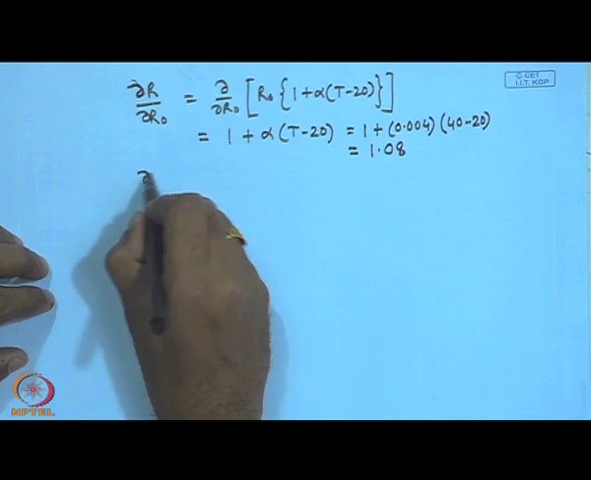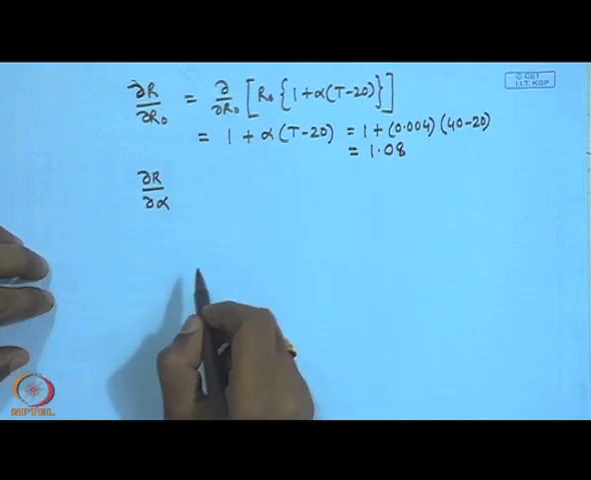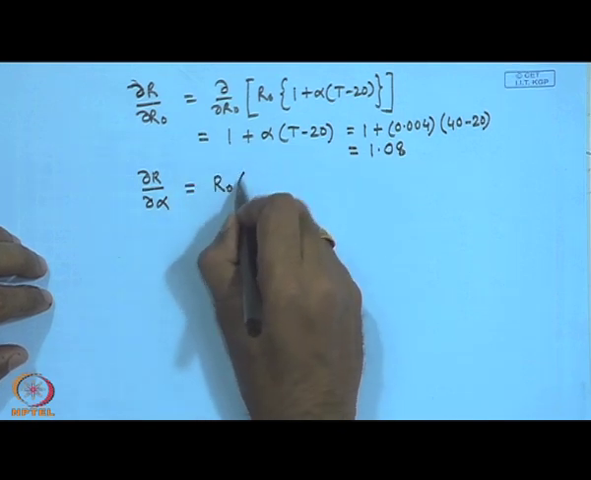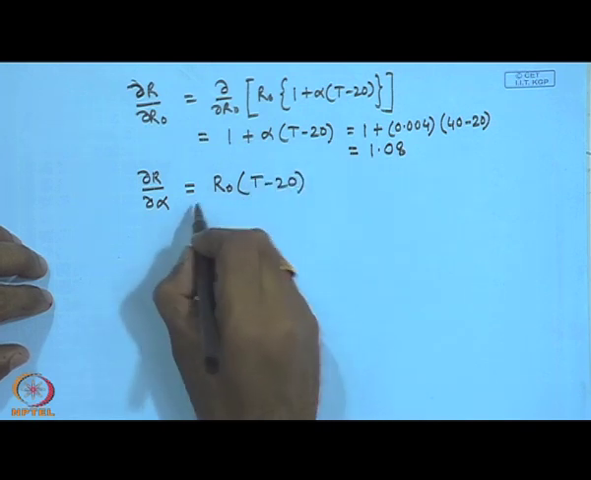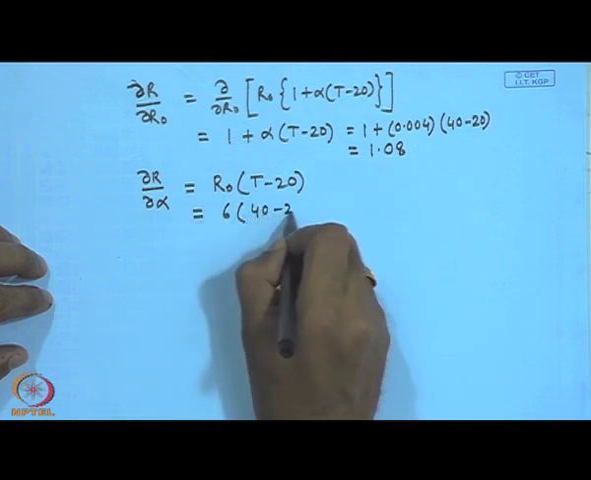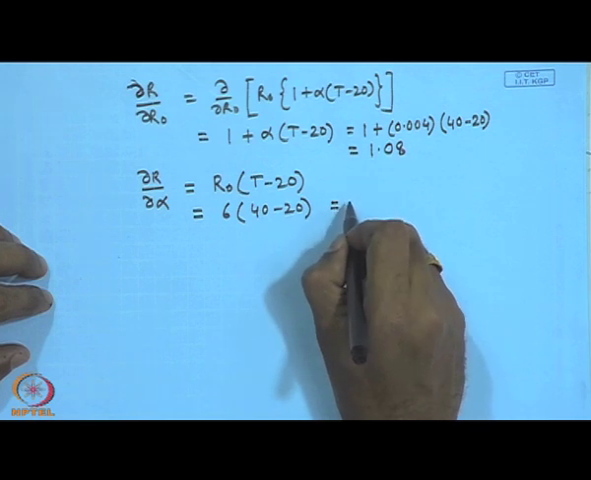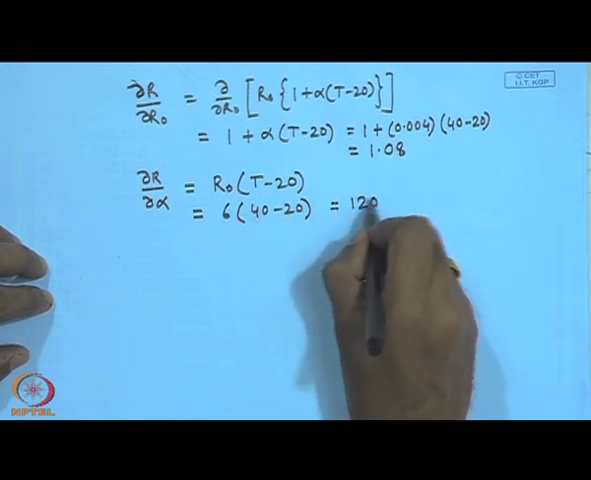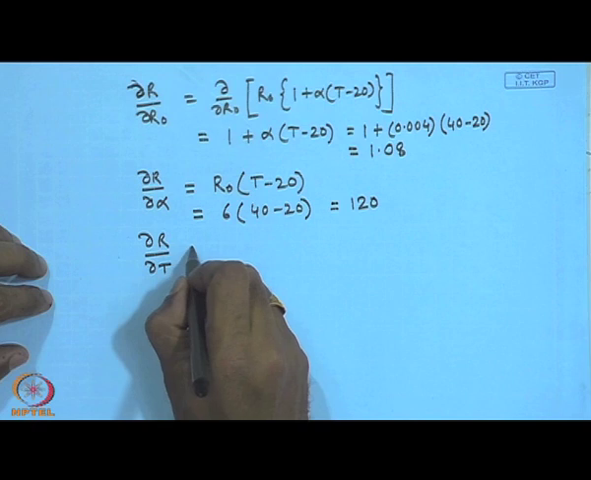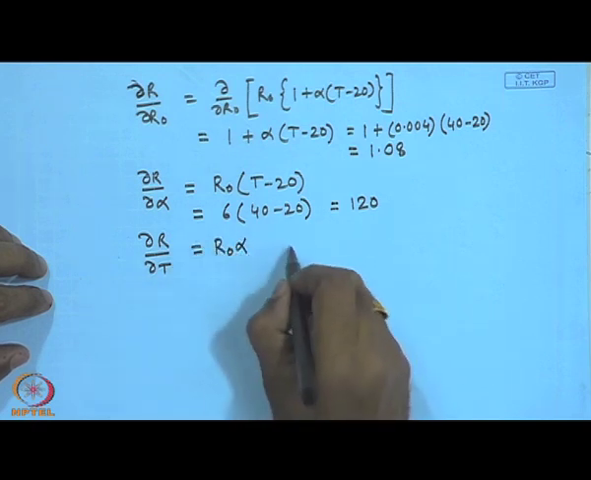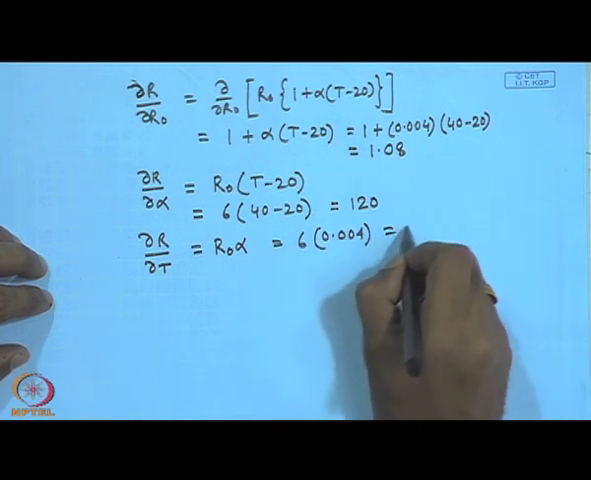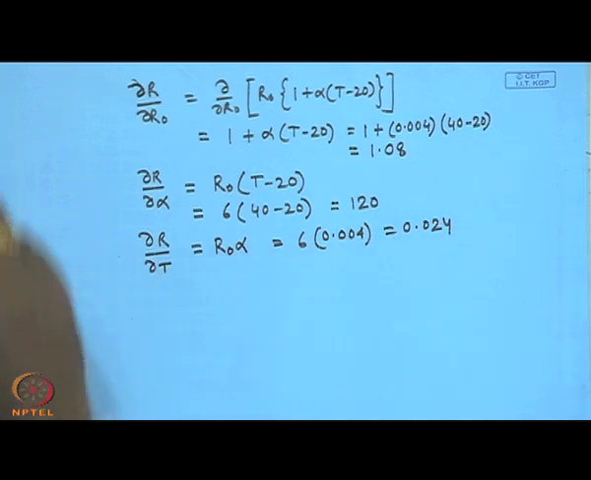Next, we need del R by del alpha. Again, if we compute this, it will be R0 into T minus 20. So, after putting the numerical values, it will come as 20 into 6, 120. Finally, del R by del T will be R0 alpha. So, 6 times 0.004, which is 0.024.